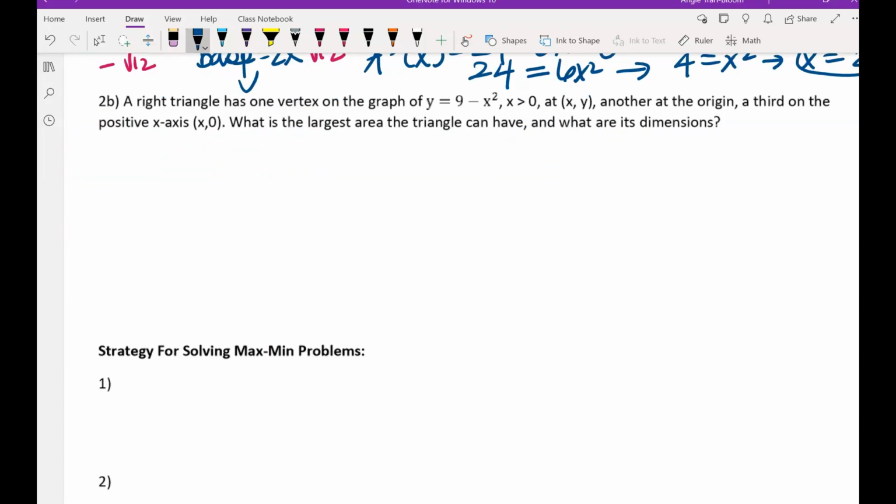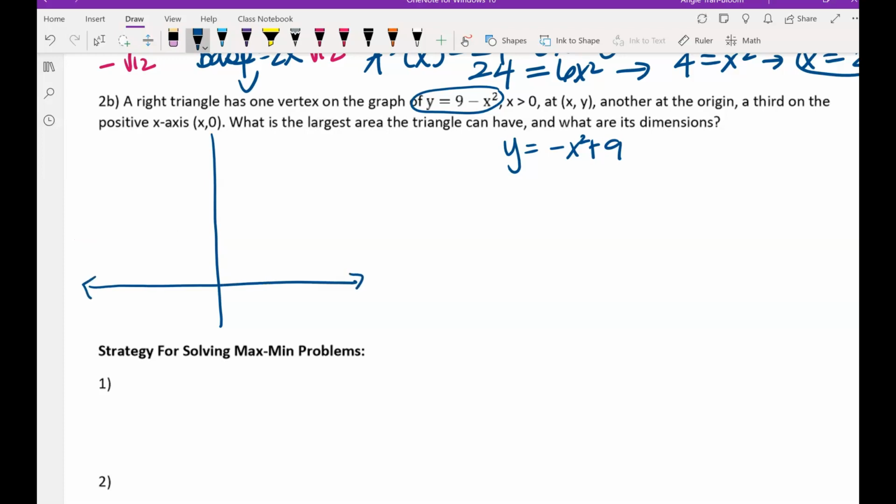Okay, 2b says a right triangle has one vertex on the graph of y equals 9 minus x squared. Normally when I see these, I write them in order and I graph them out. So I'm going to move this down. The vertex is (0, 9), so I'm going to go 1, 2, 3, 4, 5, 6, 7, 8, 9.